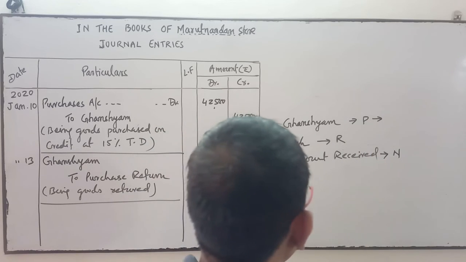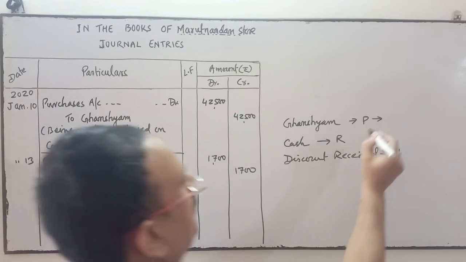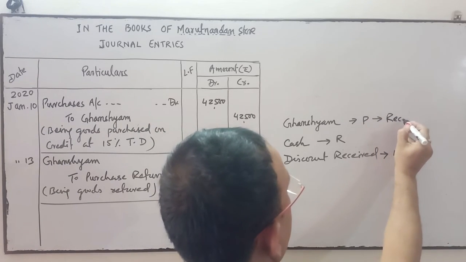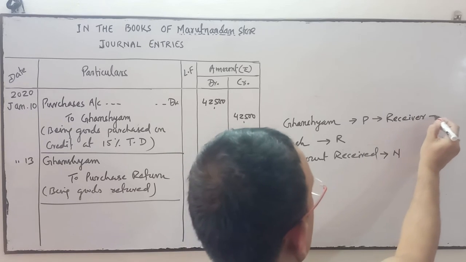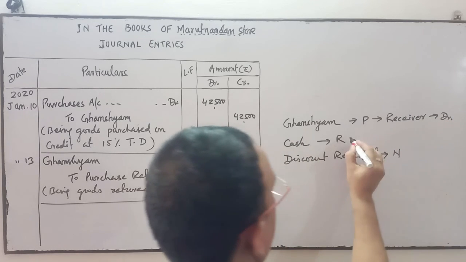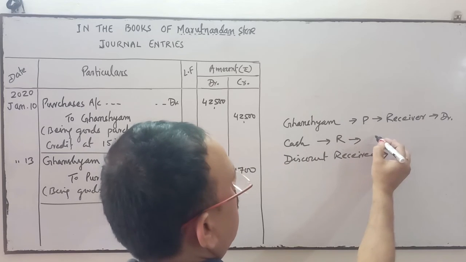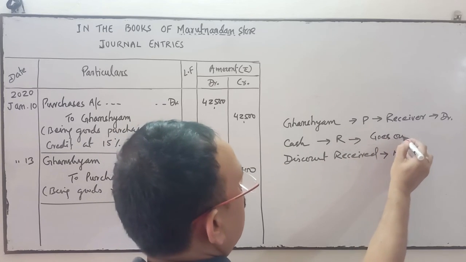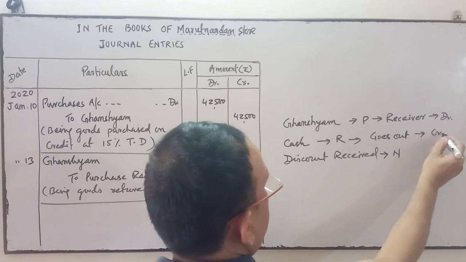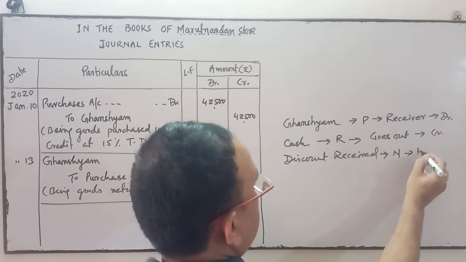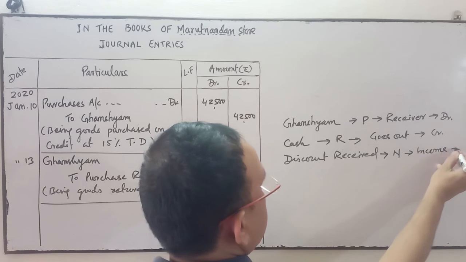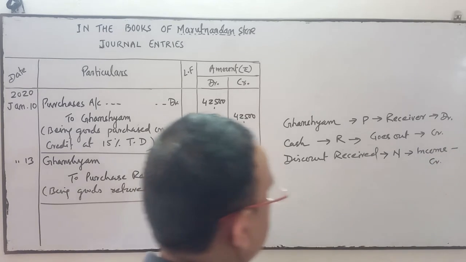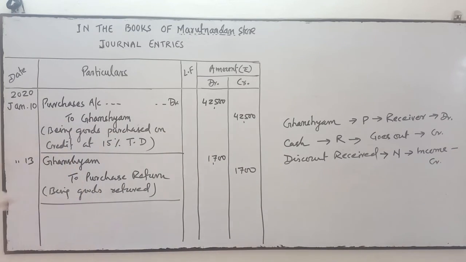So when we pay the amount, Ghanshyam is the receiver, so his account will be debited. Cash account is real account. What goes out is credit. Cash goes out from the business, so this will be credited. Discount received is the income. When you receive the discount, it's an income, and all income and gains are credited. So Ghanshyam account will be debited.